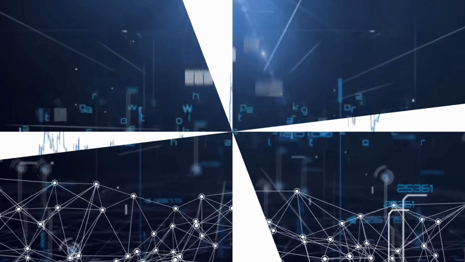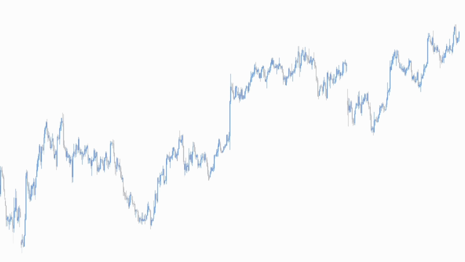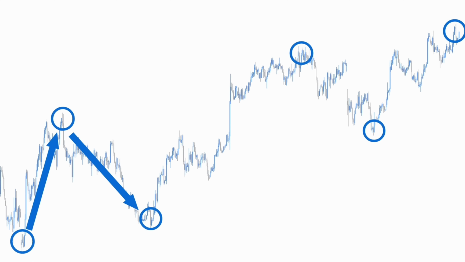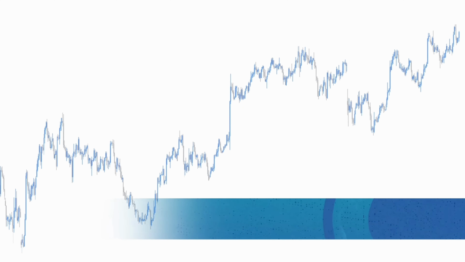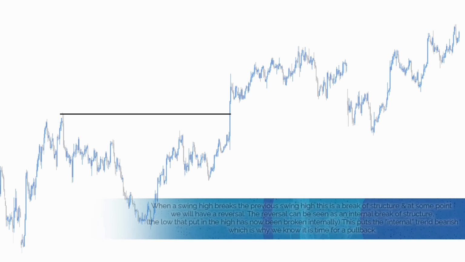Now let's go over a bullish order flow example. On the opposite side, we can see that each swing point gradually gets higher and higher. This is a result of the overload in demand orders from the banks and is called bullish order flow. When a swing high breaks the previous swing high, this is a break of structure, and at some point we will have a reversal. The reversal can be seen as an internal break of structure.